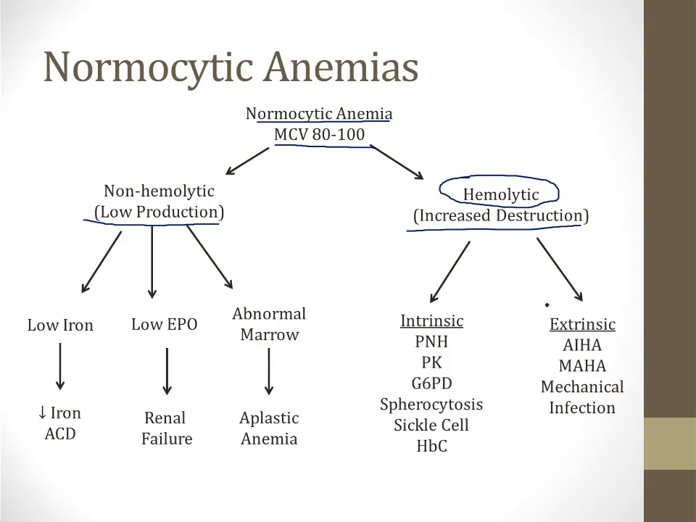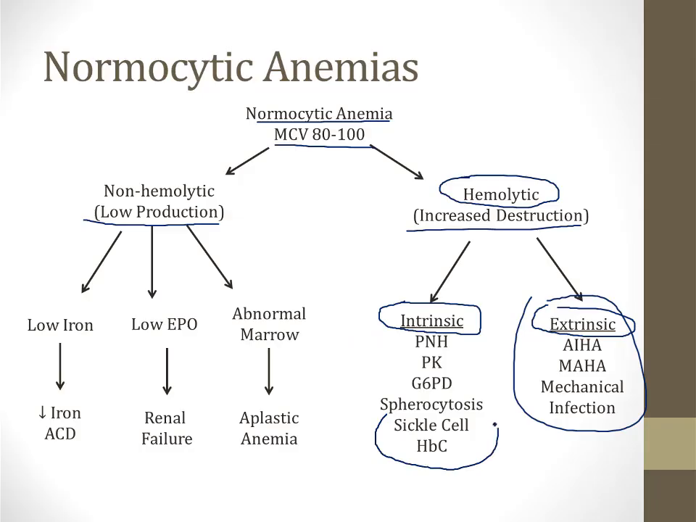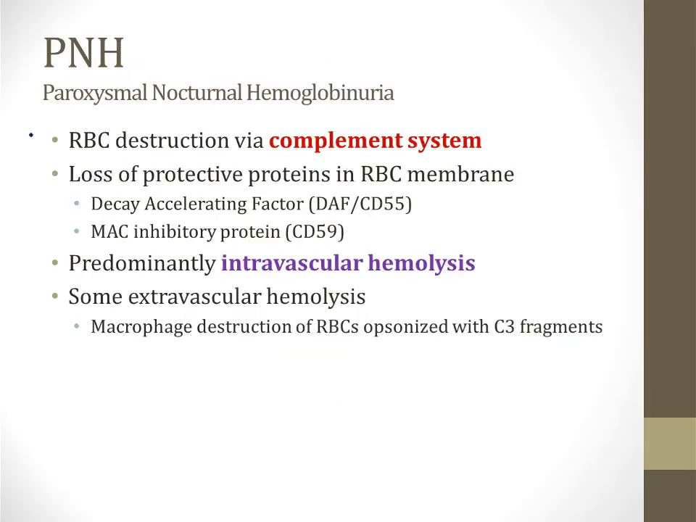There are those that are caused by something extrinsic to the red cell, and we have our own module on these. In this module, I'm going to talk about hemolytic anemias that are caused by something intrinsic to the red cell. In other words, some normal part of the red cell that becomes aberrant and starts to cause hemolysis. So we'll talk about a number of these disorders. I'll talk about all of them except for sickle cell and hemoglobin C, which have their own module. So the first disorder we'll discuss is paroxysmal nocturnal hemoglobinuria, or PNH.